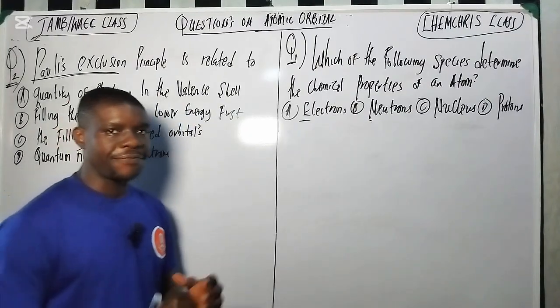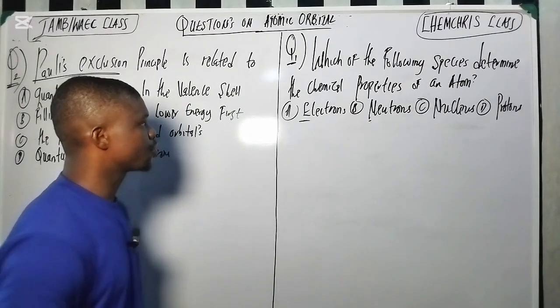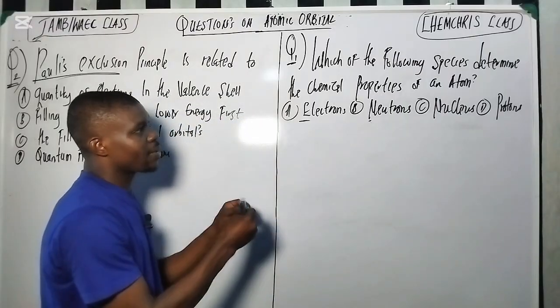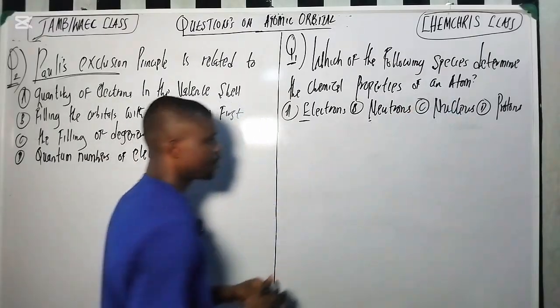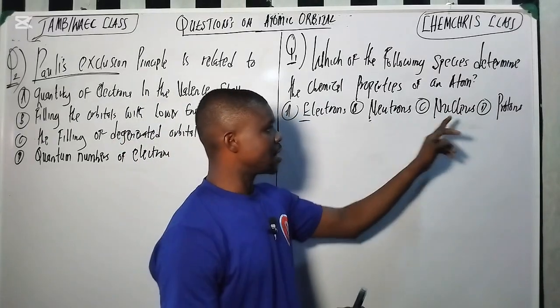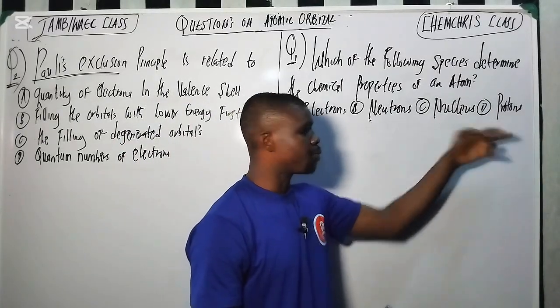Now, let's look at the first 2 questions. So let's look at question 1. Which of the following species determine the chemical property of an atom? Is it electron? Is it nucleus? Is it neutron? Is it nucleus or proton?